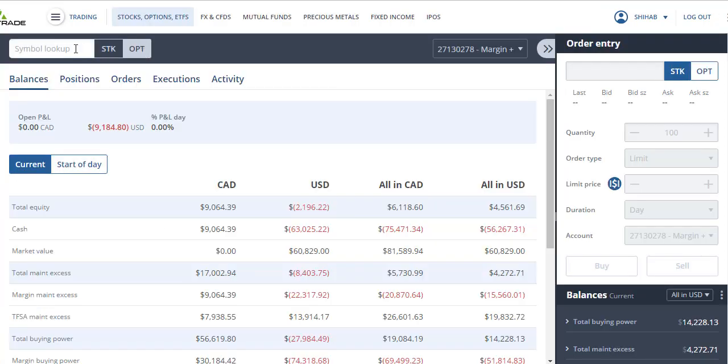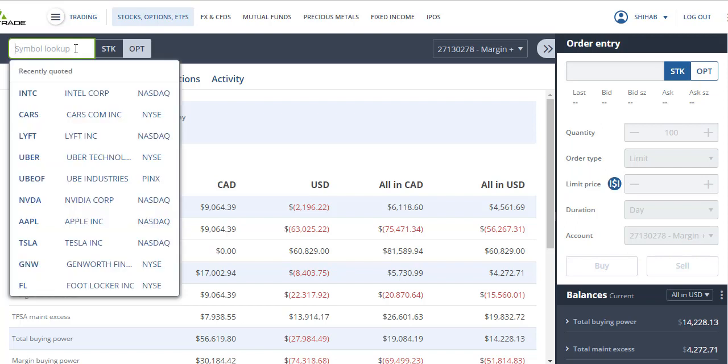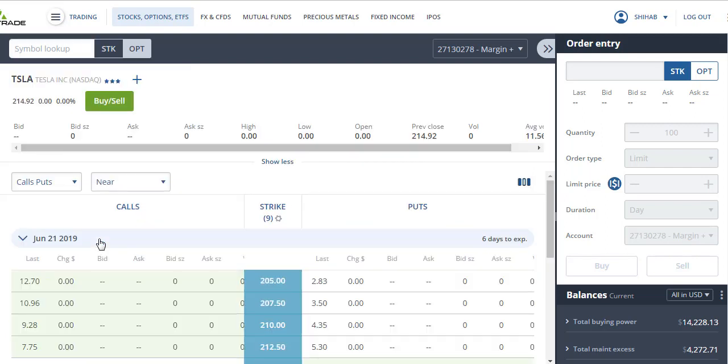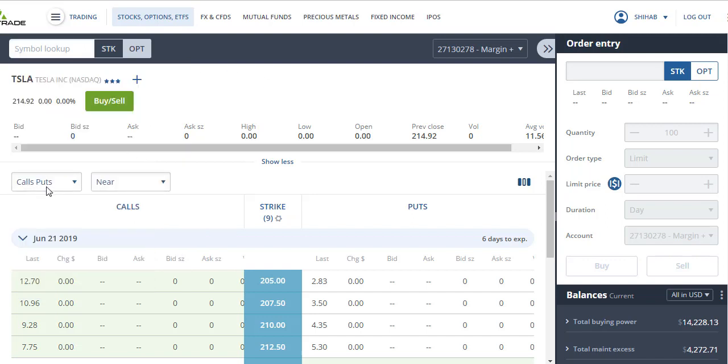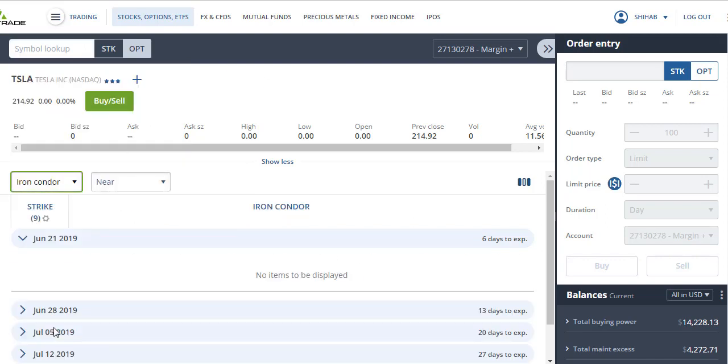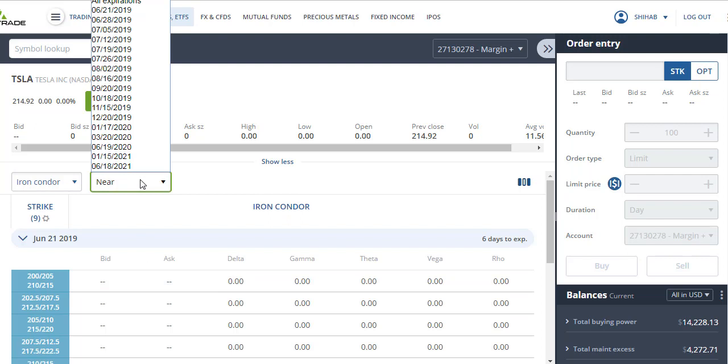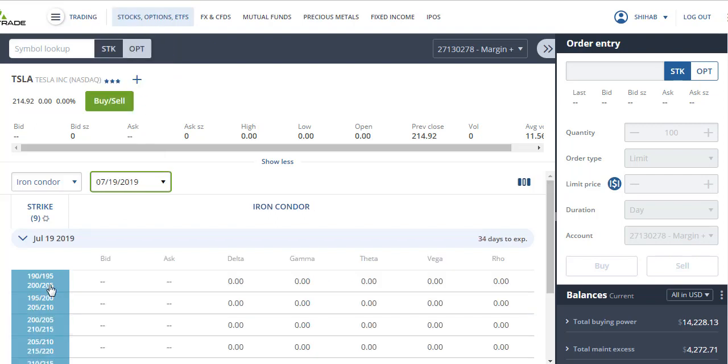All right, so to place an iron condor trade with Questrade, simply look up the stock or the ETF that you want to trade. For example, if we look at Tesla, because it took a big drop recently, you look it up under the options tab, and where you see calls and puts, you choose iron condor, and then you choose the expiry date. Ideally you should go 45 days out, but let's say you go 30 days out, to July 19. Simply click anywhere, click buy and sell.